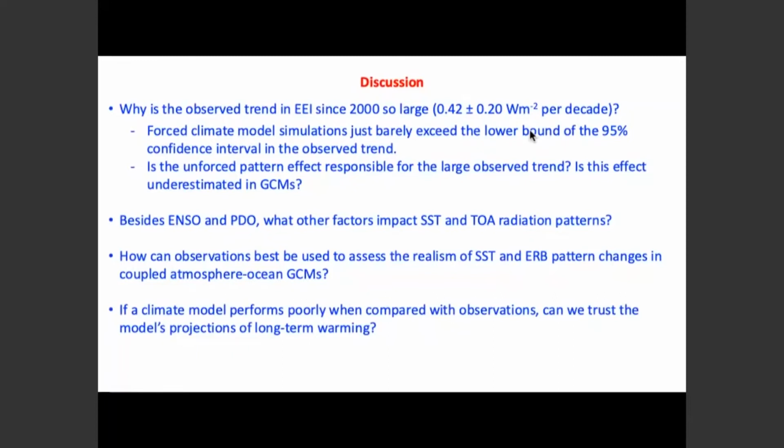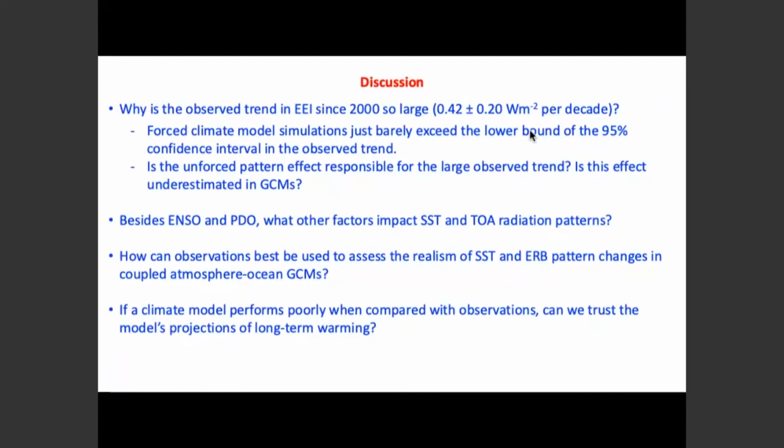Besides ENSO and PDO, what other factors in terms of internal variability most impact SST and radiation patterns? How can observations best be used to assess the realism of SST and Earth radiation budget patterns in coupled atmosphere-ocean GCMs?